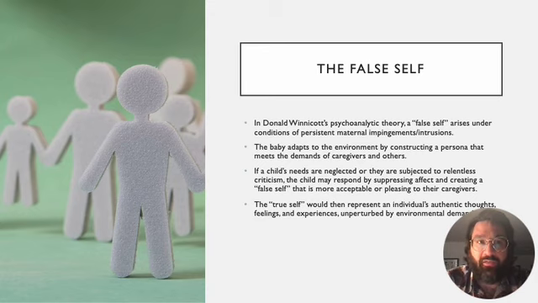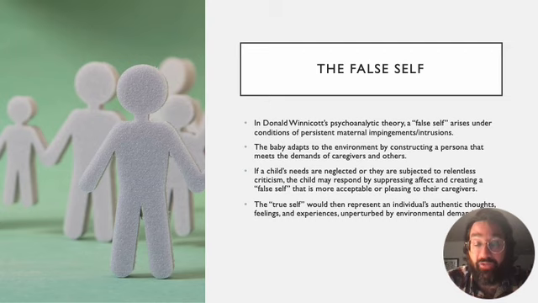Because what's happening is that the baby ends up adapting to the environment by constructing a persona that meets the demands of caregivers and others. So in other words, the baby learns to suppress or push away some of his or her own instinctual needs or desires. This is kind of like the origin of people pleasing, I guess you could say, right? It's maybe the origin of that behavior, that the baby tends to adapt to the needs of others and pushes away their own needs.